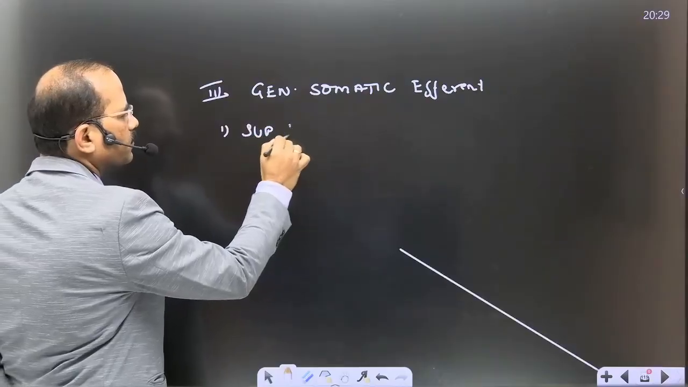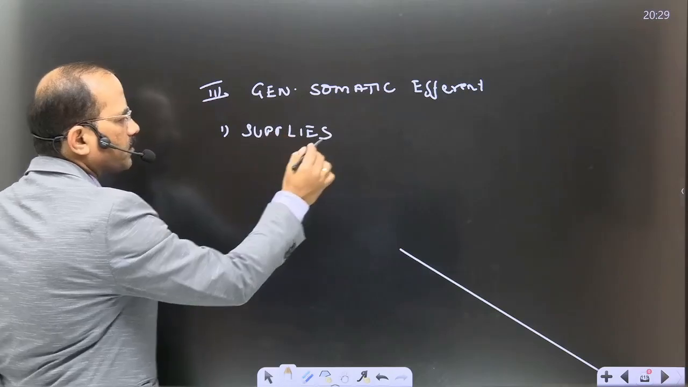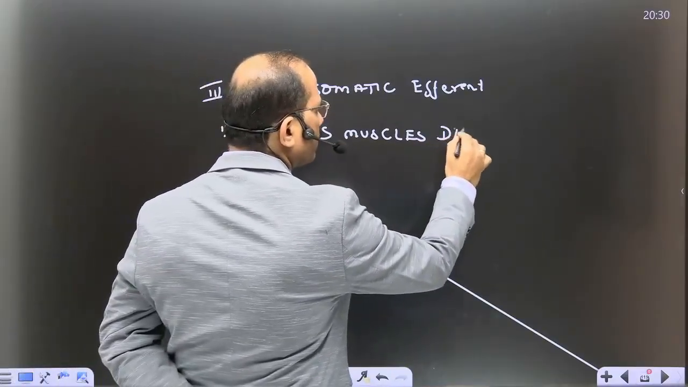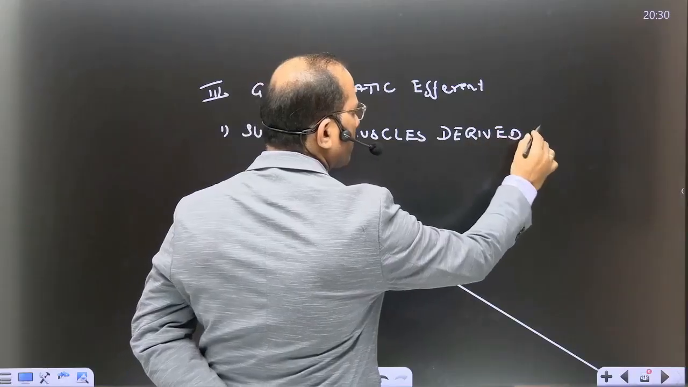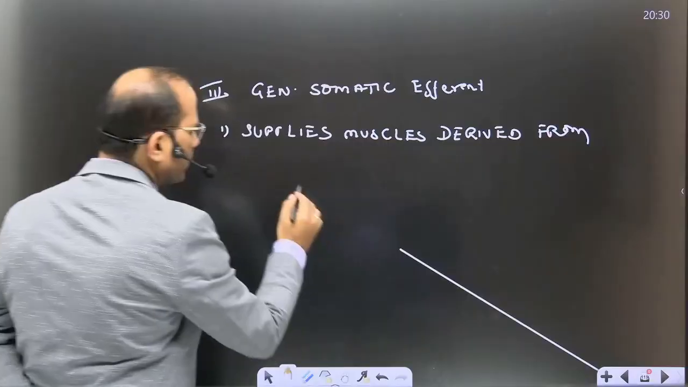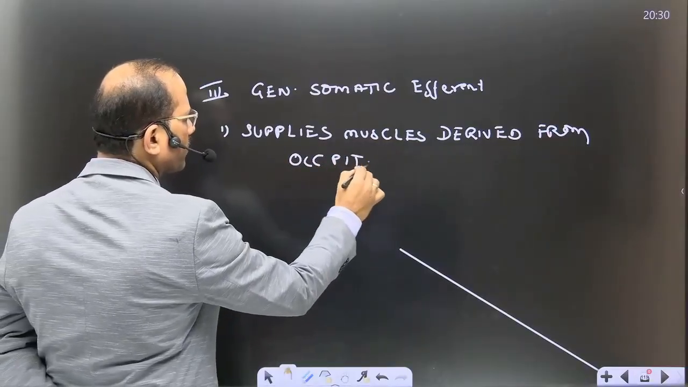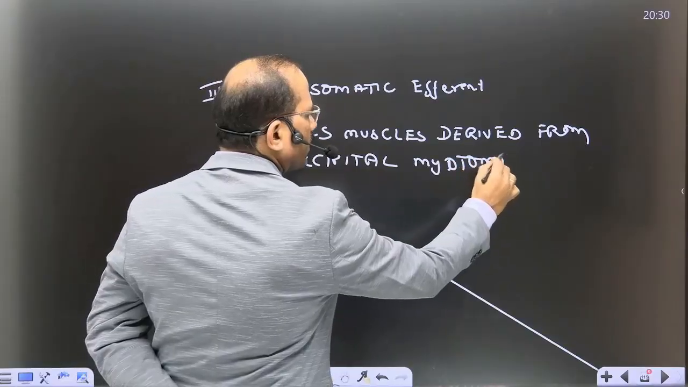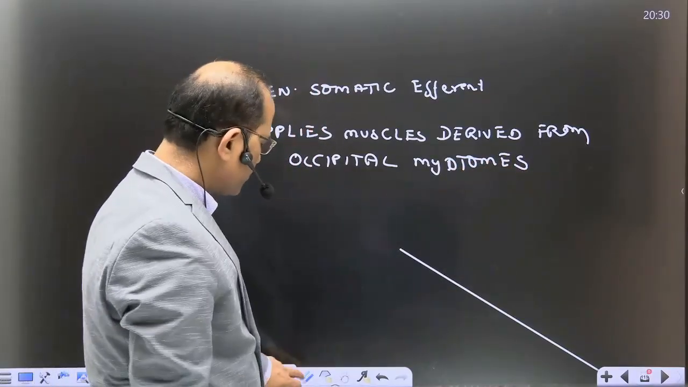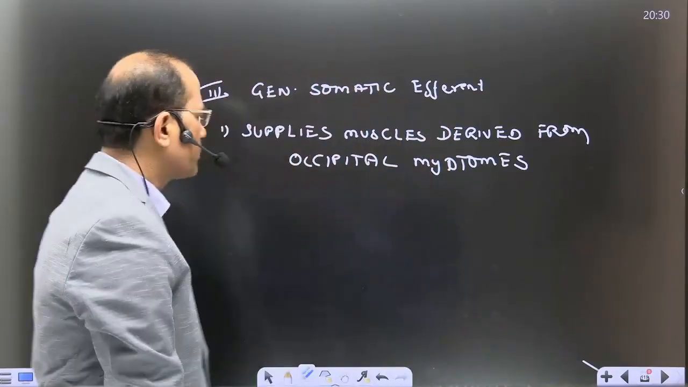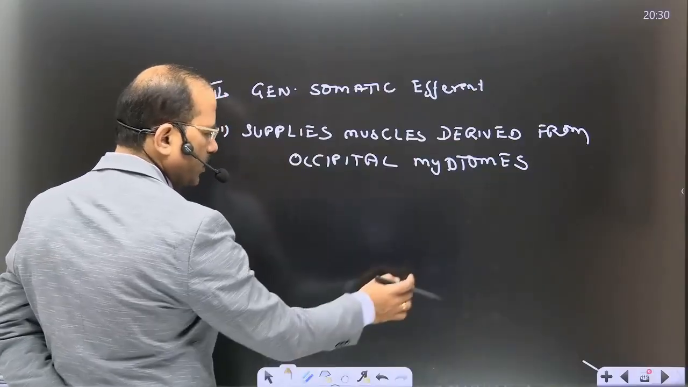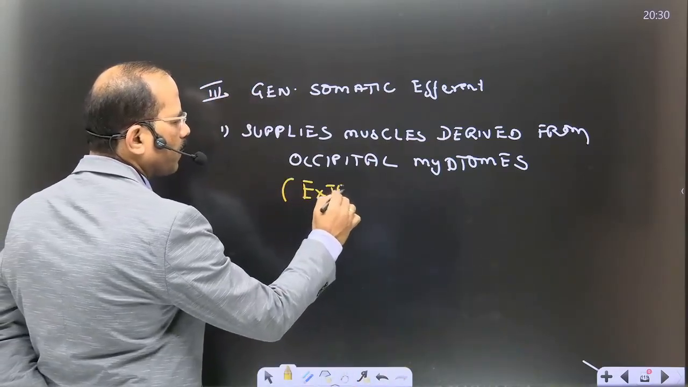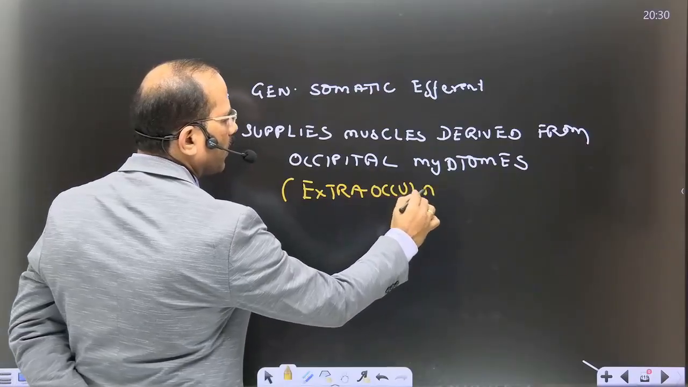It supplies the muscles derived from occipital myotomes. Now, which are the muscles derived from the occipital myotomes? Students, which are the muscles derived from the occipital myotomes? These are two muscles: extraocular muscles and tongue muscles.